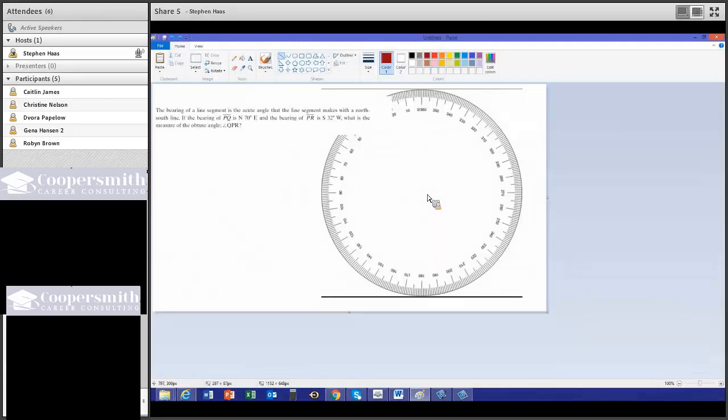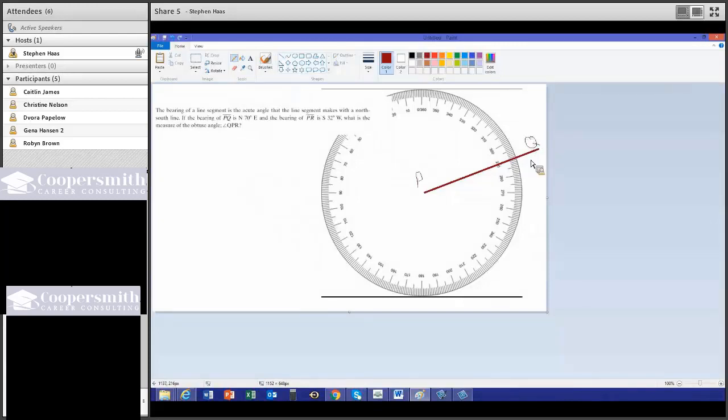See how I did that? Because it started straight up, and then I moved it 70 over, which means 360 to 290, which is 70 degrees. And this I'm going to call line PQ. We'll call this P, and this Q. Okay, then the next one, the bearing of PR is south 32 degrees west.